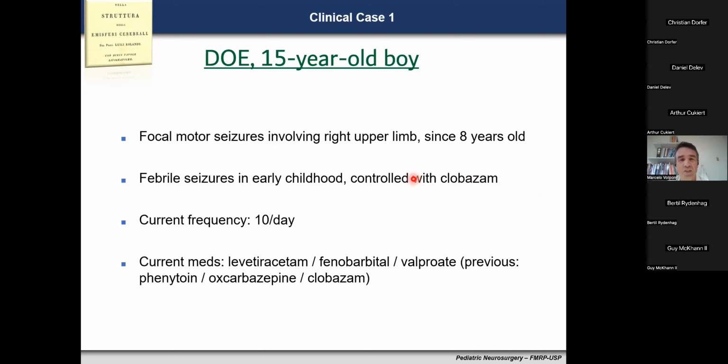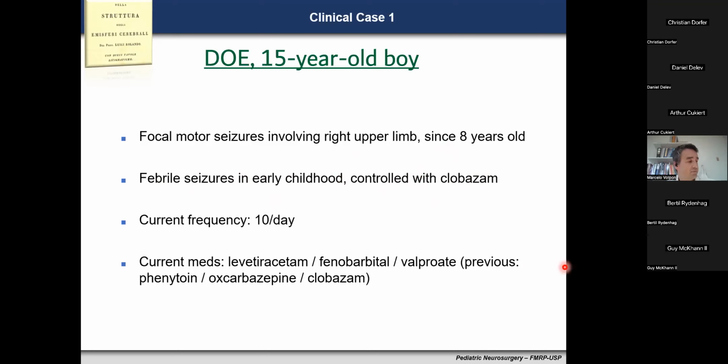So differently from Daniel, I'm going to present pediatric cases. And I took the liberty to prepare 2 cases. I promise I won't be too long. It's just that I felt that they would complement each other, and I think it might make the discussion even better. So the first one is the case of a 15-year-old boy. He's right-handed, and he had a history of focal motor seizures that involved the right upper limb since he was 8 years old. He had a history of febrile seizures in early childhood that were controlled with clobazam.